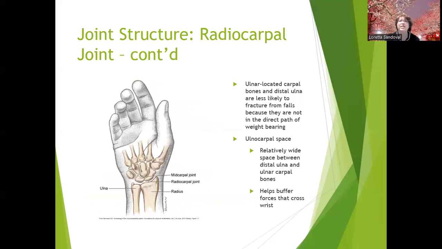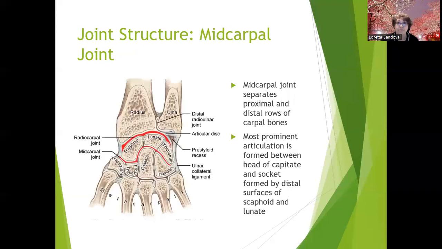So the ulnar located carpal bones and distal ulna are less likely to fracture from falls because they're not in the direct path of weight bearing. So the ulnocarpal space is a relatively wide space between the distal ulna and the ulnar carpal bones. So it helps buffer those forces that cross the wrist. So if you fall on your outstretched hand, you're going to fracture your radius, your scaphoid, or your lunate. The ulnar located carpal bones, the ones on the medial side, are relatively protected by that ulnocarpal space.